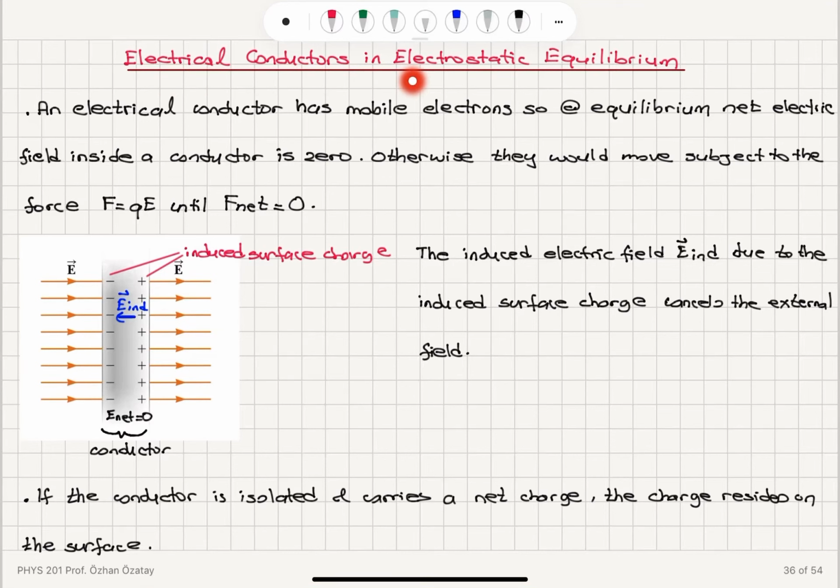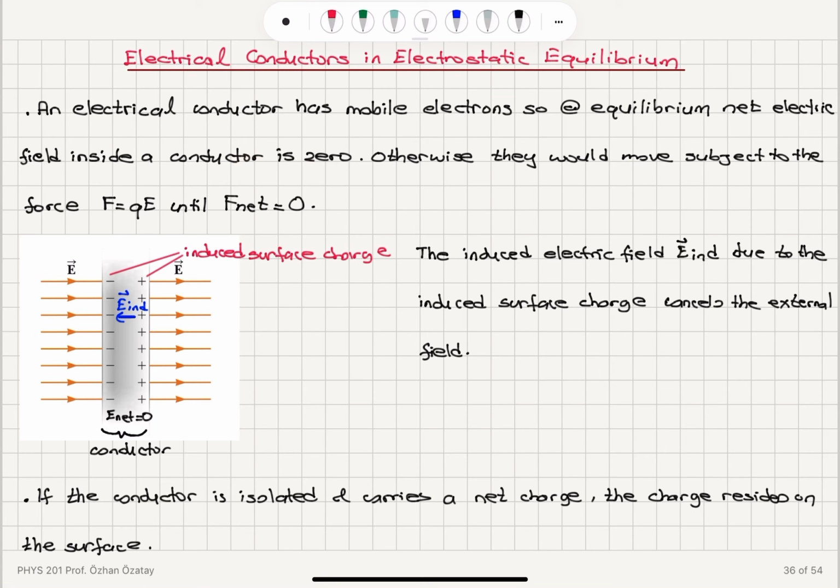Electrical conductors in electrostatic equilibrium. When we talked about electrical conductors, we said that they have mobile electrons, and therefore when we apply an electric field on an electrical conductor, at equilibrium, the net electric field inside the conductor will be zero. Why? Because these mobile electrons will rearrange such that the electric field inside will be reduced to zero.